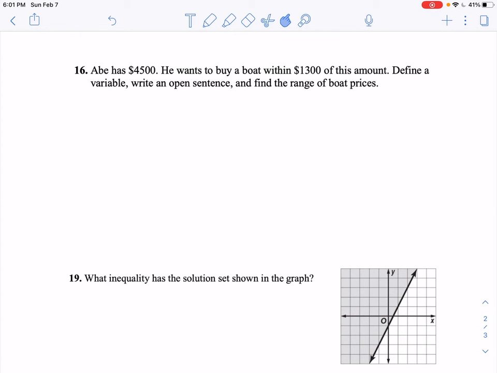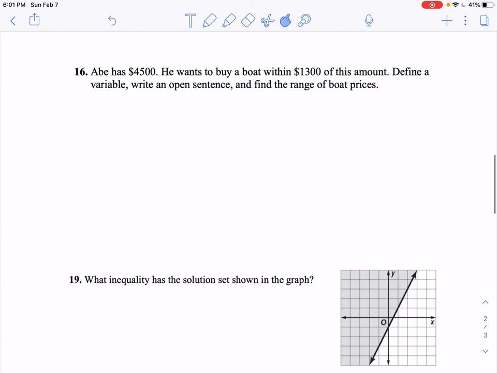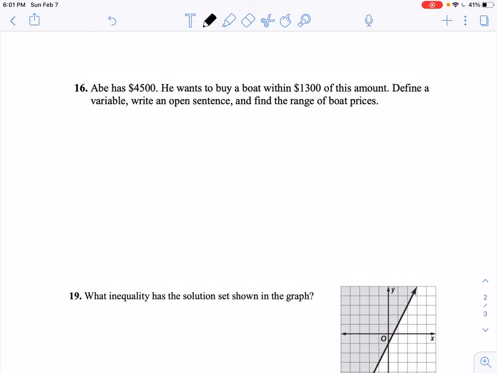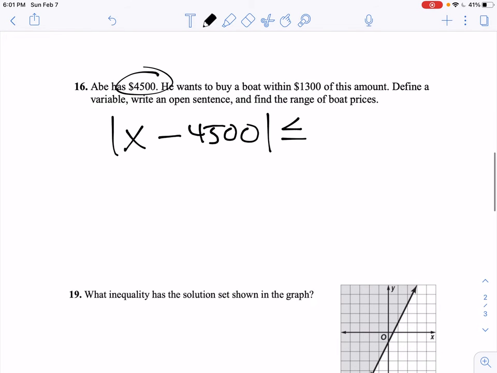So that's an absolute value problem. And if you remember about how we did absolute value problems, it's always x minus our benchmark, and our benchmark number is 4,500. And if it's within that, it means it needs to be less than or equal to. And then your tolerance, so whatever it is you're working with, so 1,300. So we're good. All you got to do then is just solve it. And most of you can actually do this in your head, but we'll do it the old-fashioned way.